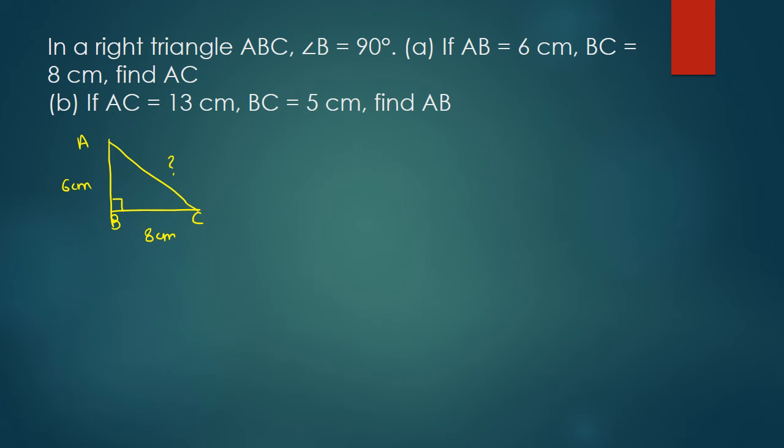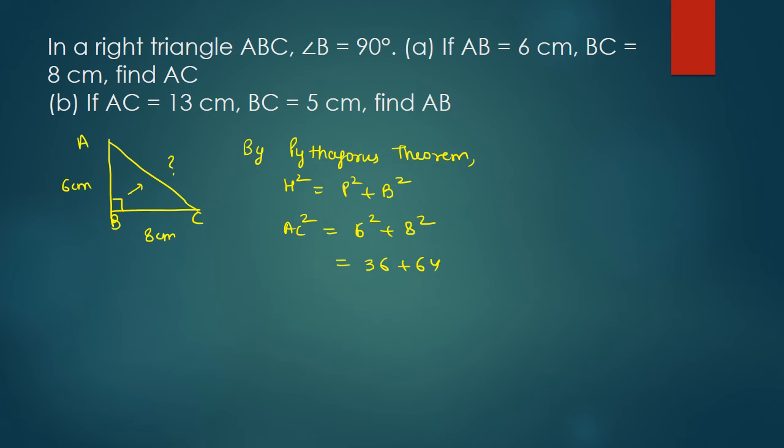So when out of 3 sides in a right angle triangle, 2 sides are given, you can apply what? Pythagoras theorem. I told you Pythagoras theorem in the beginning of these slides when we were discussing Pythagorean triplets. Hypotenuse square is equal to perpendicular square plus base square. Hypotenuse is the longest side opposite to the 90-degree angle. We don't know it, but perpendicular we know and base we know. 6 square is 36, 8 square is 64. So AC becomes square root of 100, which is of course 10. Don't forget to apply units.